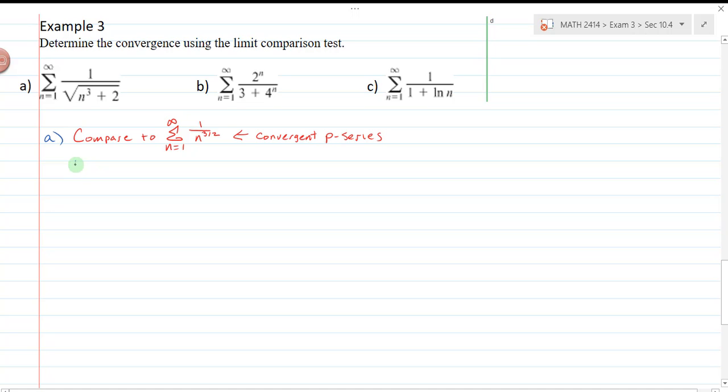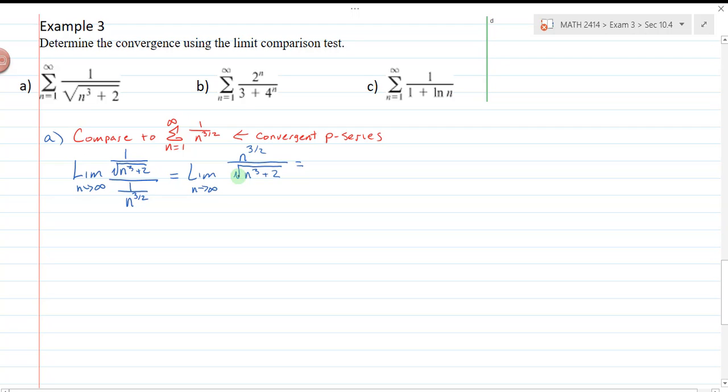In order to use the limit comparison test, we're going to look at the limit as n approaches infinity of our series, 1 divided by the square root of n cubed plus 2, over the series we're comparing to, 1 over n raised to the 3/2 power. To get rid of the complex fraction, we're going to flip and multiply by the fraction in the denominator. So that's going to simplify to n raised to the 3/2 power over the square root of n cubed plus 2. Hopefully what you notice here is that the degree of the numerator and the degree of the denominator are the same. They're both the 3/2 power.